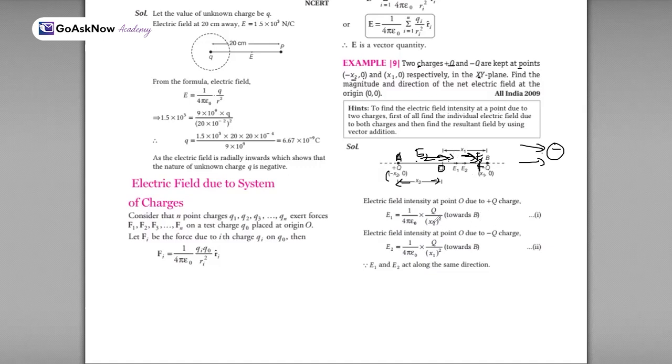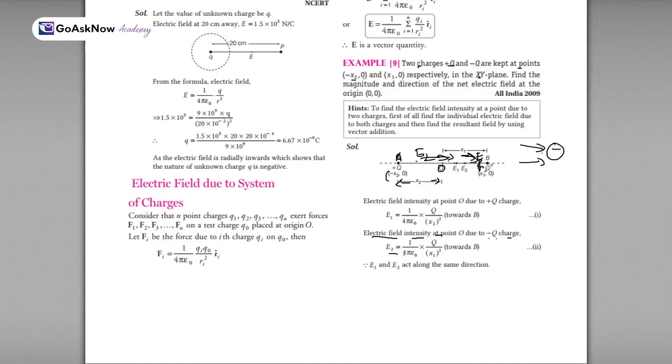So its direction will be towards P, and the electric field intensity at point O due to the minus Q charge will be denoted by E2. They have taken that the point A charge has the electric field E1. I told you it is E2, but it will be E1. Don't worry, the direction of both the electric fields would be in the same direction, but one is E1 and one is E2. Okay, so what will E2 be?